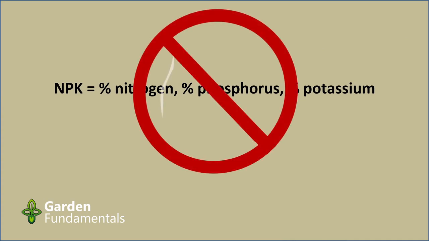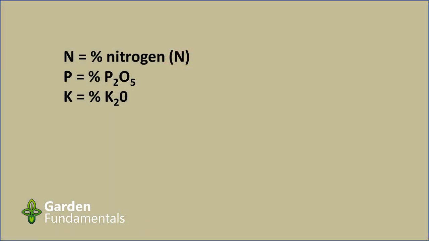I think garden writers use that just because it's really simple to explain. And so they tell you the wrong information. So what does it actually mean? Well, the N is the percent nitrogen. That part was correct. The P is actually the percent P2O5, and the K is the percent K2O.